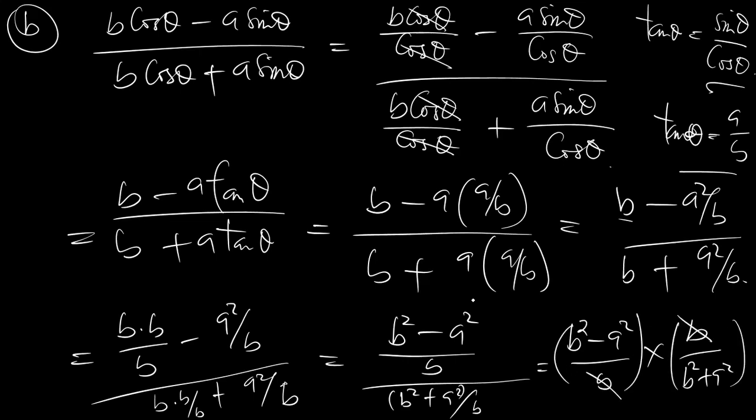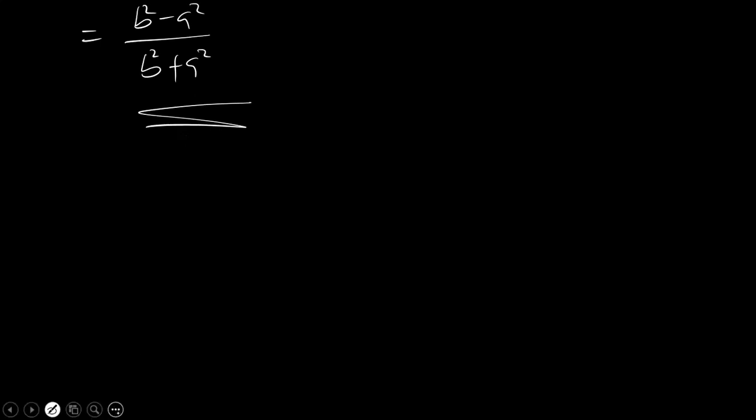This B will cancel out this B. You now have B square minus A square all over B square plus A square. So this is the final answer.